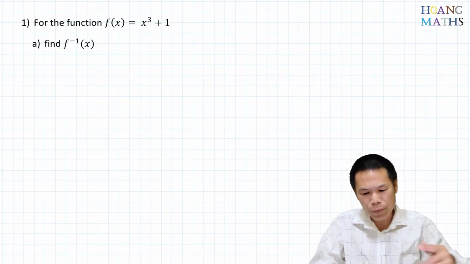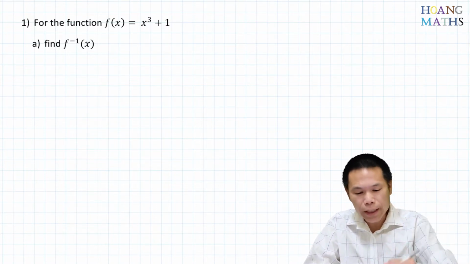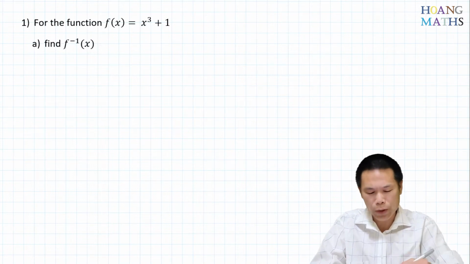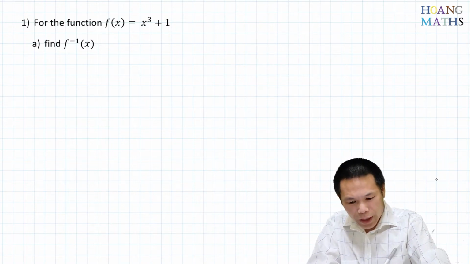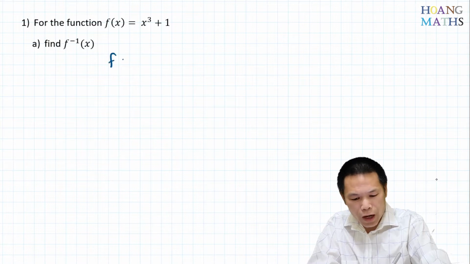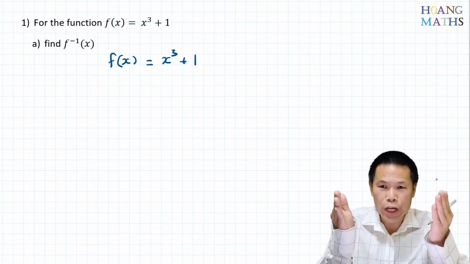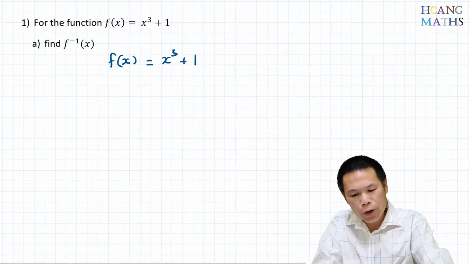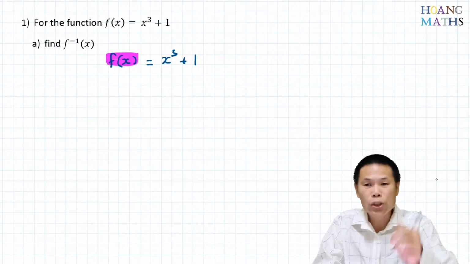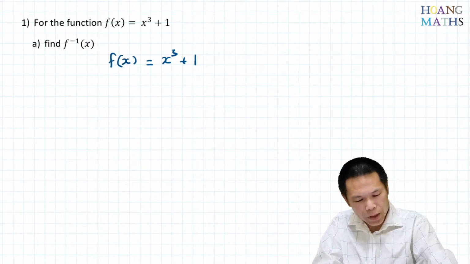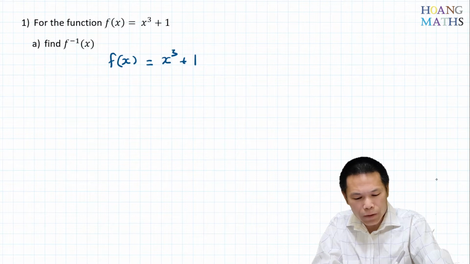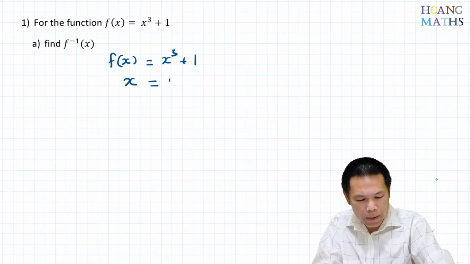The first one is f of x equals x to the power 3 plus 1. Let me write this down first. So we need to interchange x and y. f of x is just like y, so now we interchange the values. So x is equal to, this is switched around, y to the power 3 plus 1.